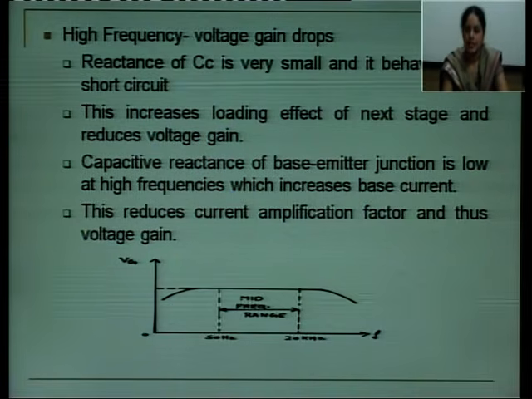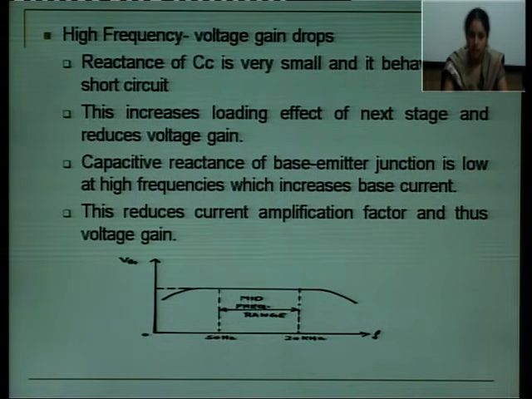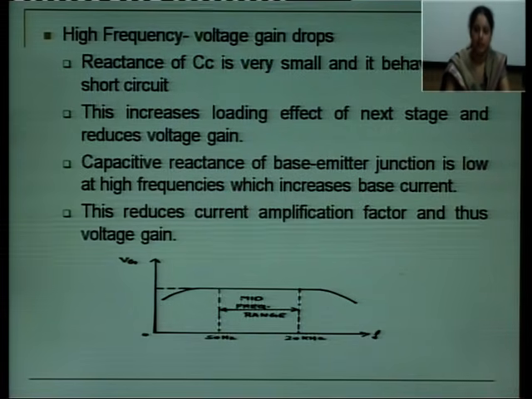Considering the third case, that is your high frequency, here the voltage gain drops. Why does it drop? The reactance of the coupling capacitor is very small and it behaves as a short circuit. This increases the loading effect of the next stage and reduces your voltage gain. Capacitive reactance of the base emitter junction is low at high frequency, which increases base current. This reduces the current amplification factor and thus the voltage gain.